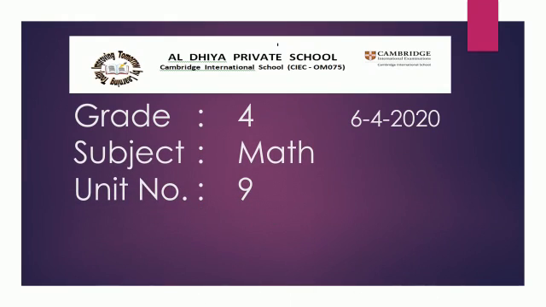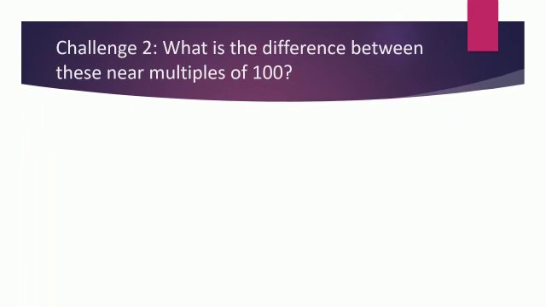Today is 6th April 2020 and we are doing unit number 9. Before this we have done lesson number 4 and now we are doing lesson number 5, mental subtraction 2 from your workbook, page number 90. Challenge 2. As we have done challenge 1 already, so we are doing challenge 2. What is the challenge 2? Yes, the challenge 2 is that what is the difference between these near multiples of 100?